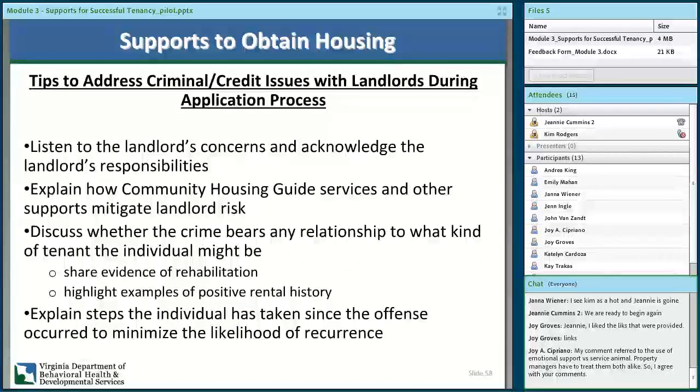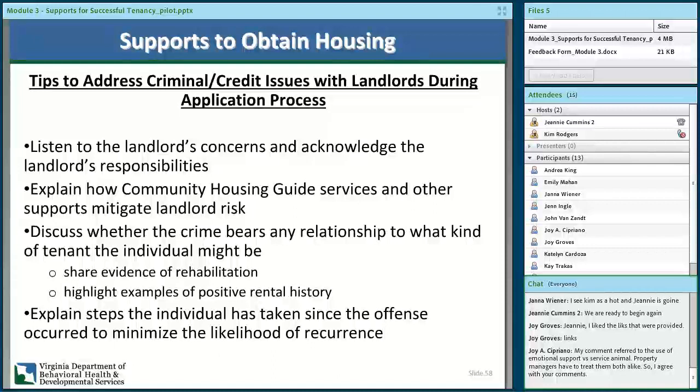In addition to locating properties, cultivating landlord relationships, and educating landlords about rental assistance, community housing guides work with landlords to address applicants' criminal and credit issues. Before assisting individuals with completing rental applications, ask the landlord what the tenant selection criteria are. Some landlords have strict criteria around minimum income, credit, rental history, and criminal history. Most landlords will not budge on a minimum income requirement. However, with the individual's permission, you can speak frankly with the landlord about the individual's credit, rental, and criminal history.